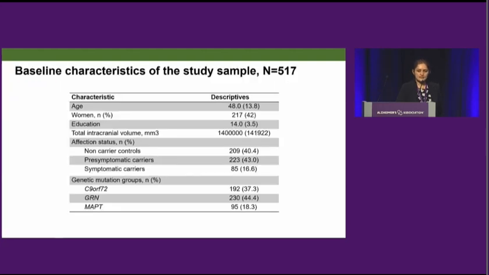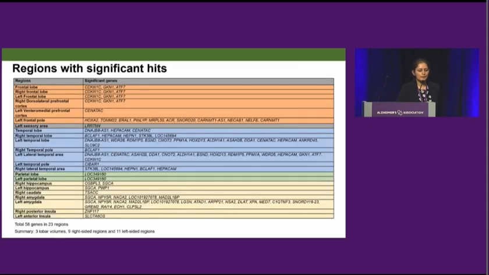This table shows the baseline characteristics of the sample, but I would only like to highlight here that this sample included around 40% non-carrier controls, 43% pre-symptomatic carriers, and around 17% symptomatic carriers of genetic FTD mutations.